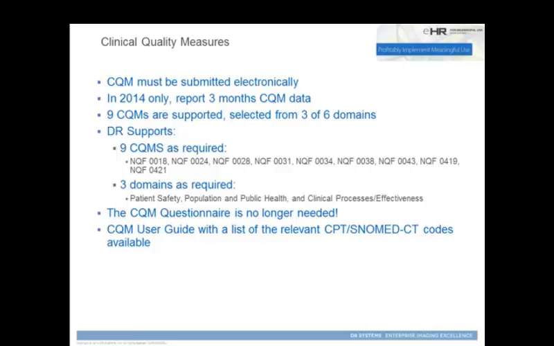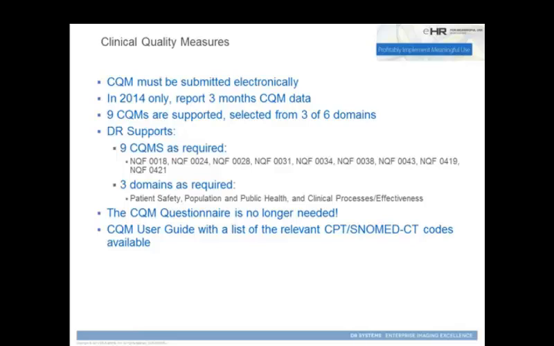So to recap again on this one, we've really simplified compliance with the CQMs. Again, I think most of our users are going to end up reporting zeros for numerators and denominators for the CQMs. But as before, our user guide will provide you a list of all of the relevant CPT and now SNOMED codes that might trigger a CQM requirement and a denominator.